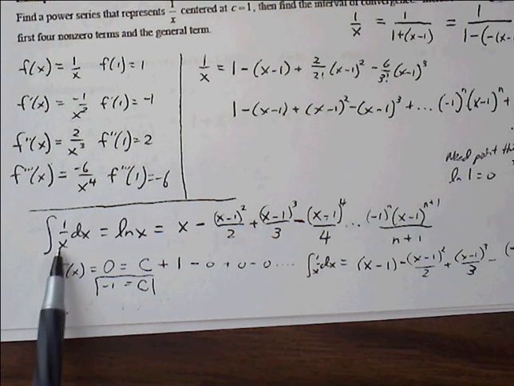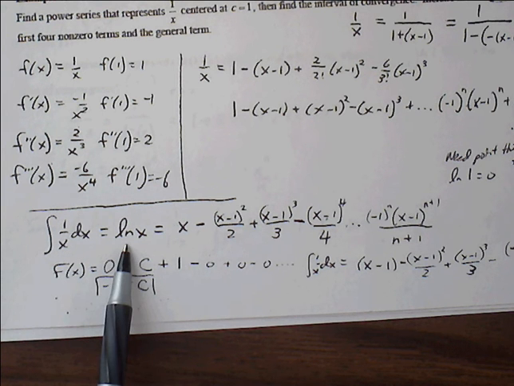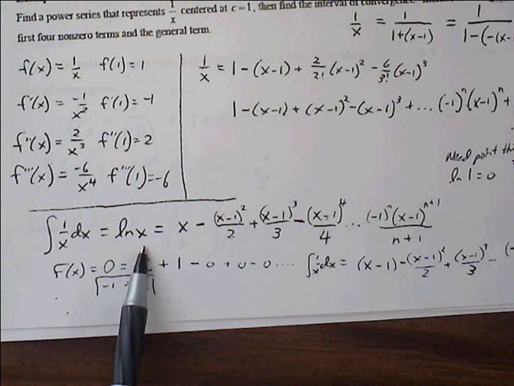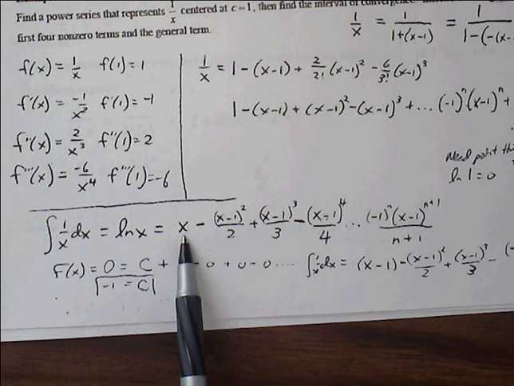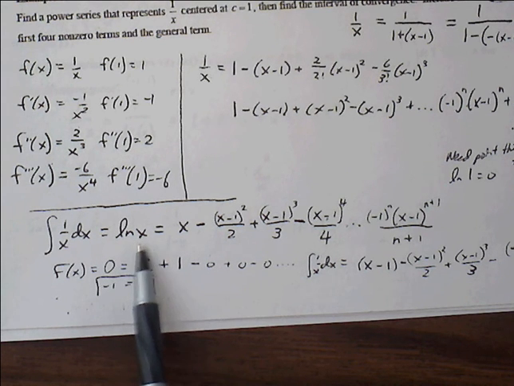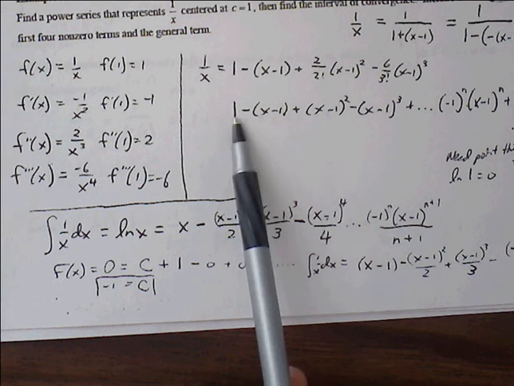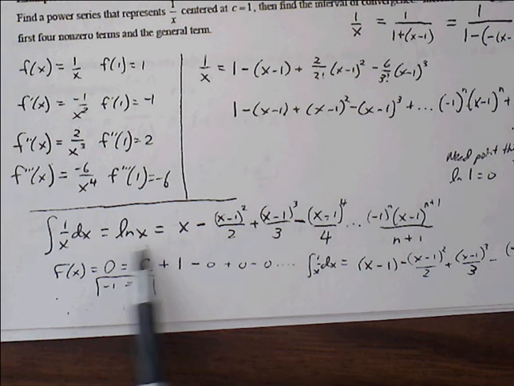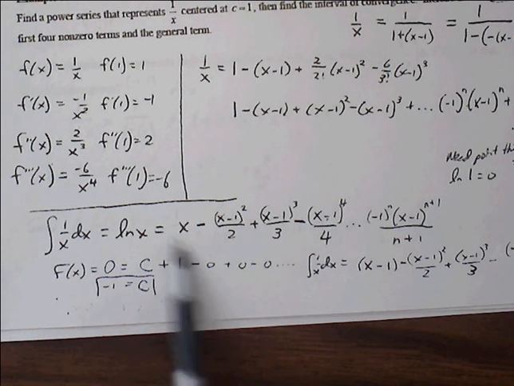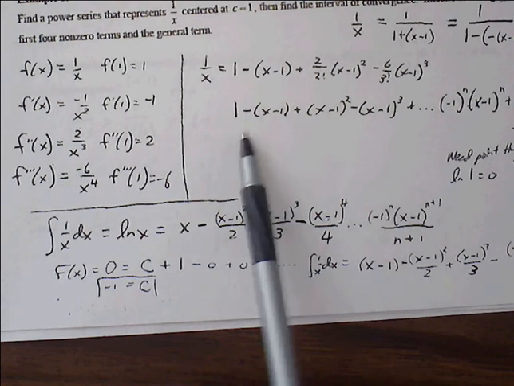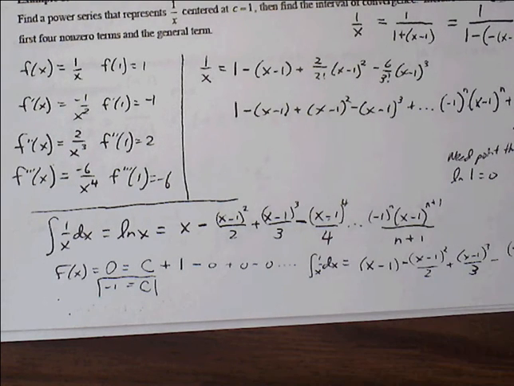Okay, what we can also do is we can take the integral of 1 over x. The integral of 1 over x is going to be the natural log of x. We can also find what natural log of x is by finding the integral of each of these terms. And so natural log of x can be represented by this power series, which we can develop from the 1 over x.